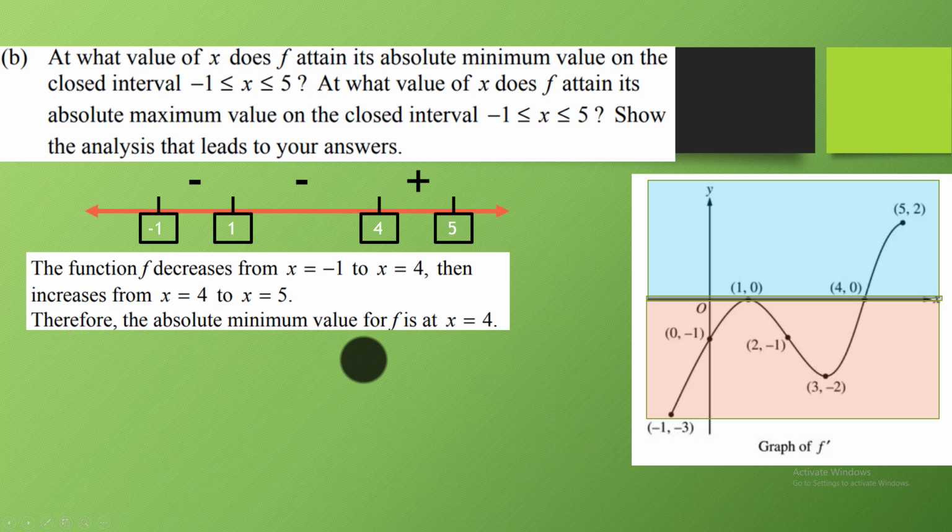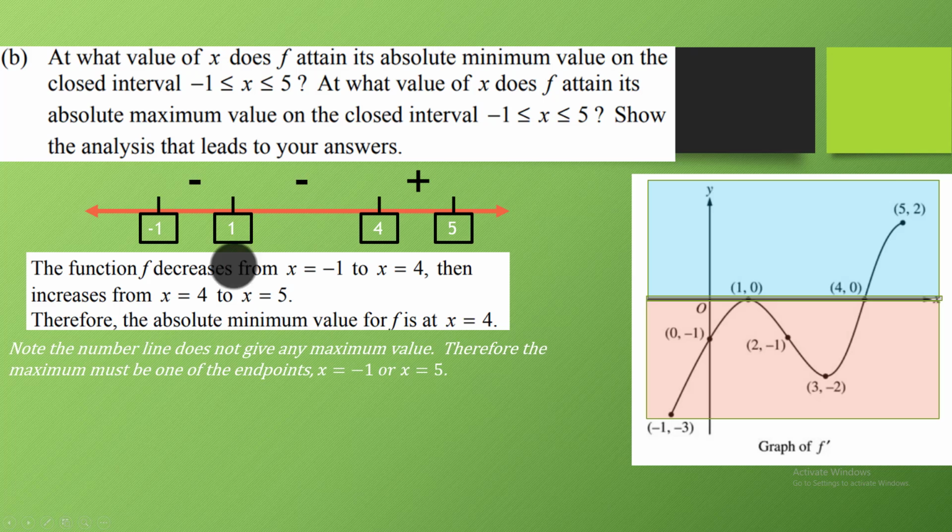Now, notice that the number line does not give any maximum value. It should still have a maximum value because we're on a closed interval. So the extreme value theorem says that if we're on a closed interval and our function is continuous, then we have to have both an absolute minimum and an absolute maximum. The number line doesn't give it to us, so that means it has to be one of the endpoints, -1 or 5.